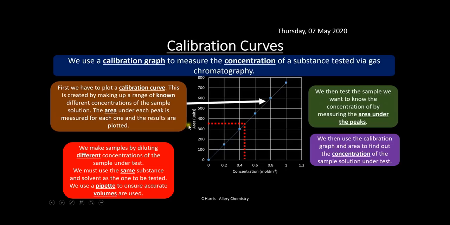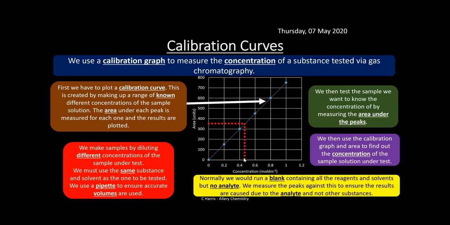So, for example, we've plotted our graph, we've analysed our substance, we get our chromatogram, we measure the area under that chromatogram, we go back to our graph, we plot it on there, and we say, right, okay, we've got 0.43, let's say, 0.43 moles per dm cubed of this substance in our sample.